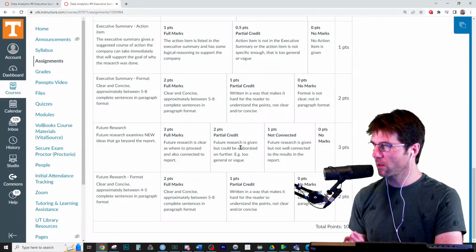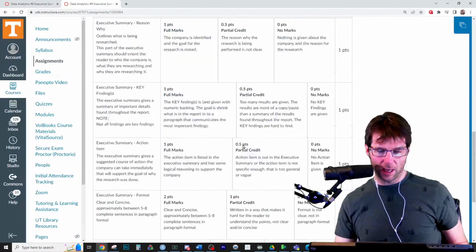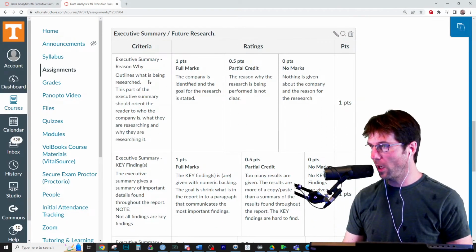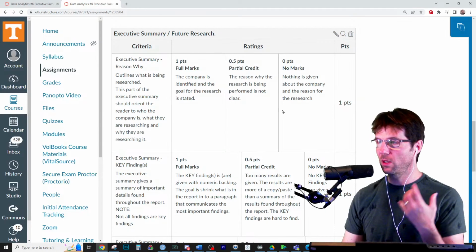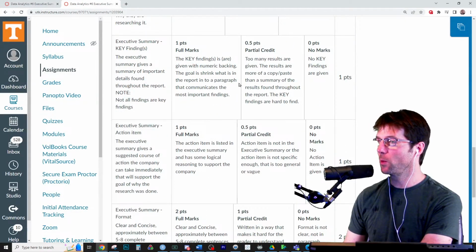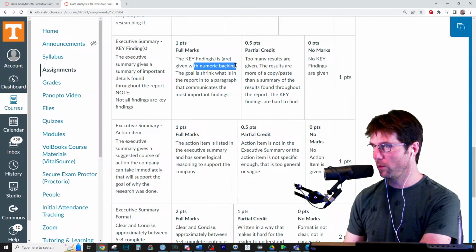Does that make more sense, Taylor? Your thoughts on any of this? Do look at the rubric. When you're thinking, am I going to get my points for the executive summary, reason why? If you're just like, we're this company and we're doing this, yep. So make sure, look at the rubric and be like, which button would people click right here? And then the numeric backing is where people really lose points.